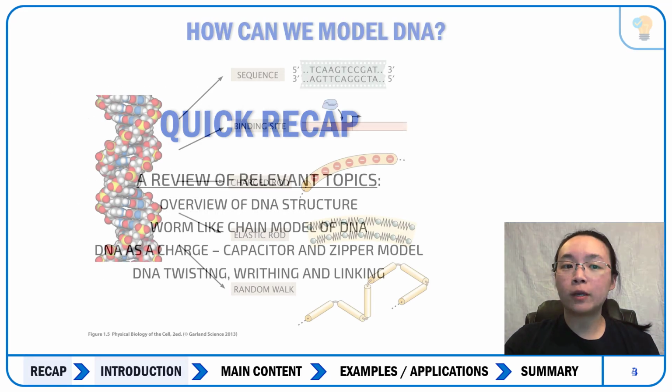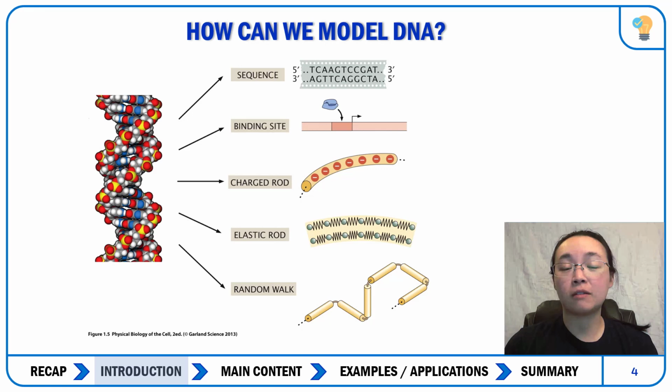First, a quick recap for DNA specifically. I wanted to bring some of the key points from DNA because we're going to go through very similar points through this chapter as well. Back when we looked at DNA, there were a few things that we focused on. We had DNA being modeled as sequence and binding site, which we didn't really look at, but specifically we looked at the charged rod, the elastic rod, and a random walk model. We really want to focus on the elastic rod model for this.